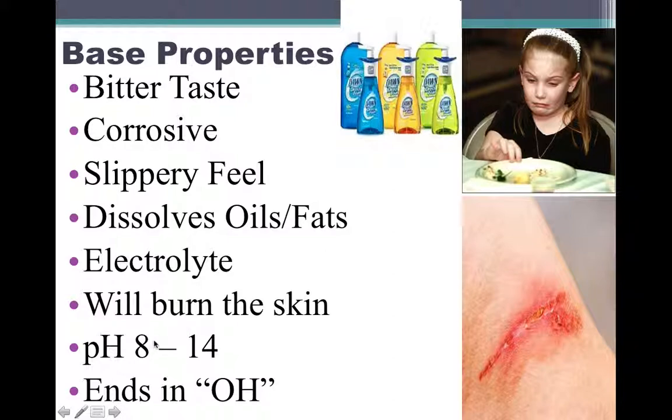Now, I will say this, I didn't mention this earlier. The further away from 7, the more severe or stronger the acid or base is. So for a base, 8 would be close to neutral, 7 is neutral, but 14 would be your stronger base. If you go the reverse with the acids, 0 would be the stronger acid than 6. 6 is close to 7. So as you move closer to 7, you're getting weaker or diluted. And as you move away, you're getting stronger.